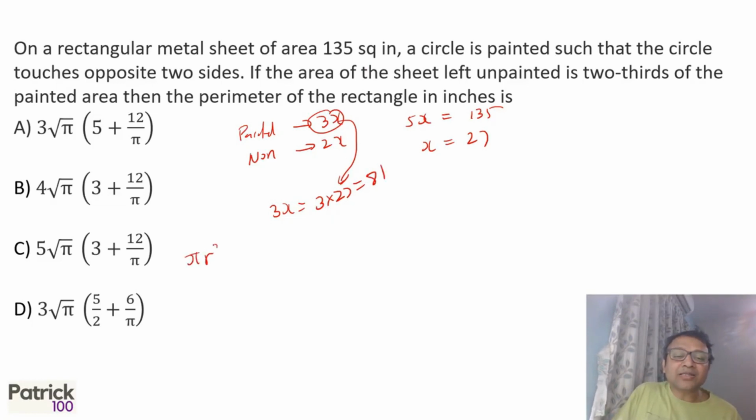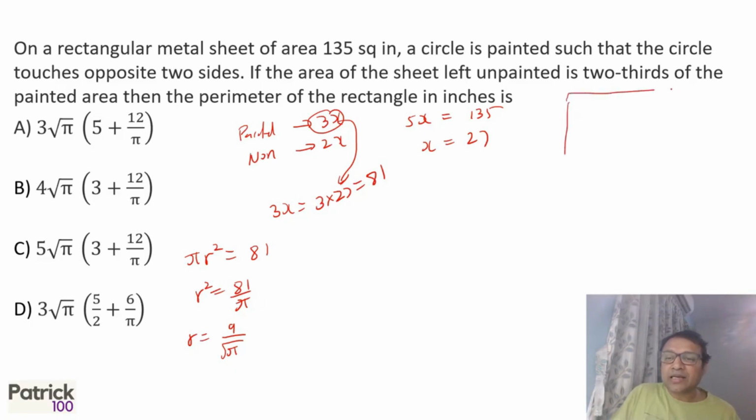So pi r square is equal to 81. So r square will be 81 upon pi, so r will be equal to 9 upon root pi. That means the radius of the circle is 9 upon root pi, which means the width will be double, the diameter, 18 upon root pi. So the diameter will be 18 upon root pi.